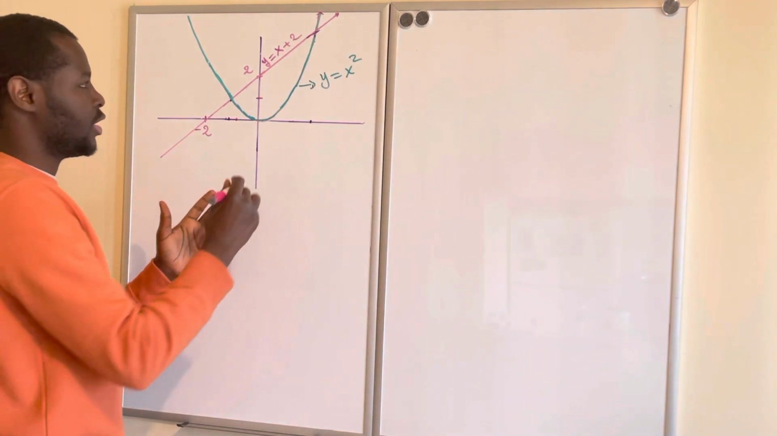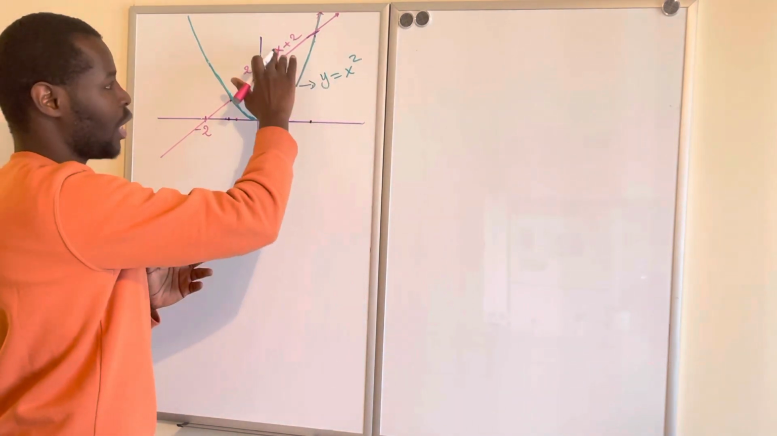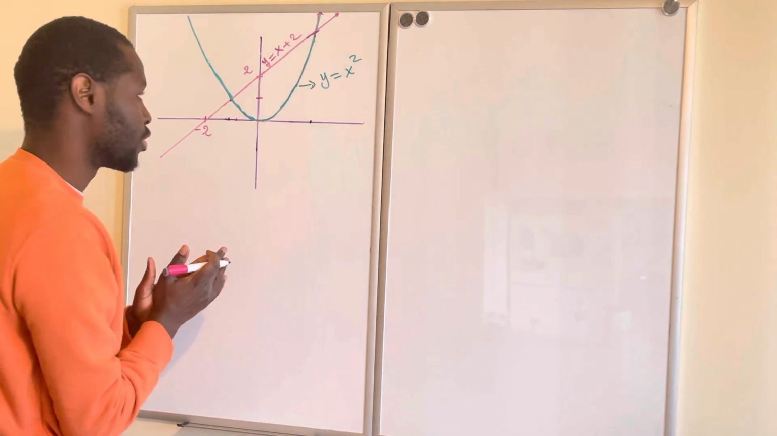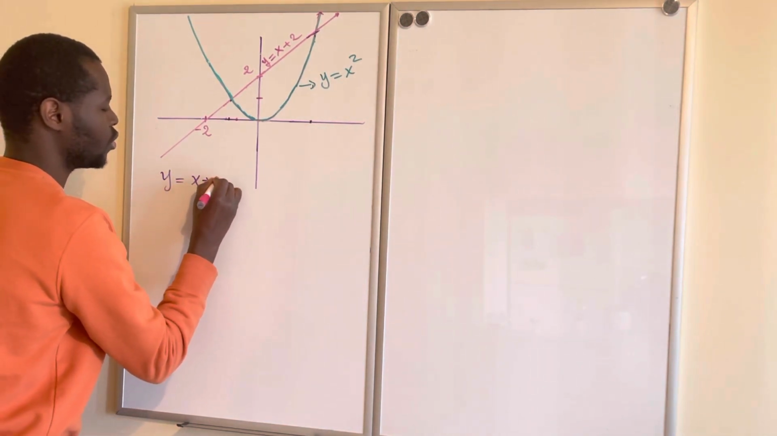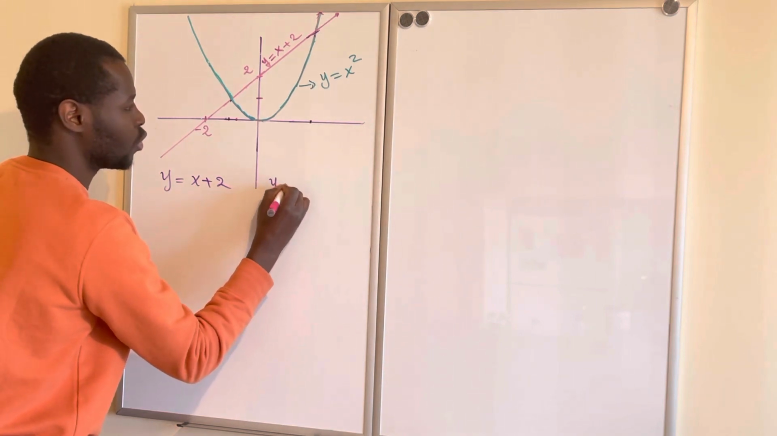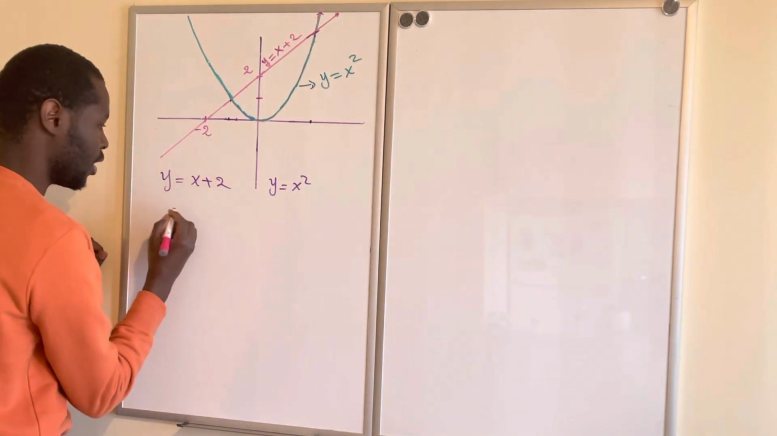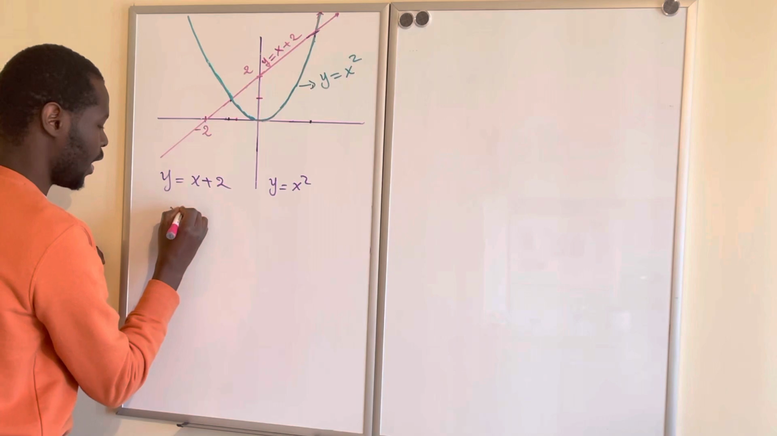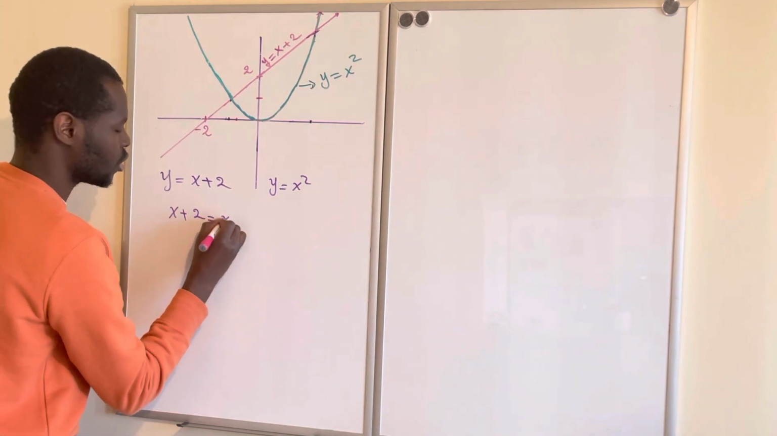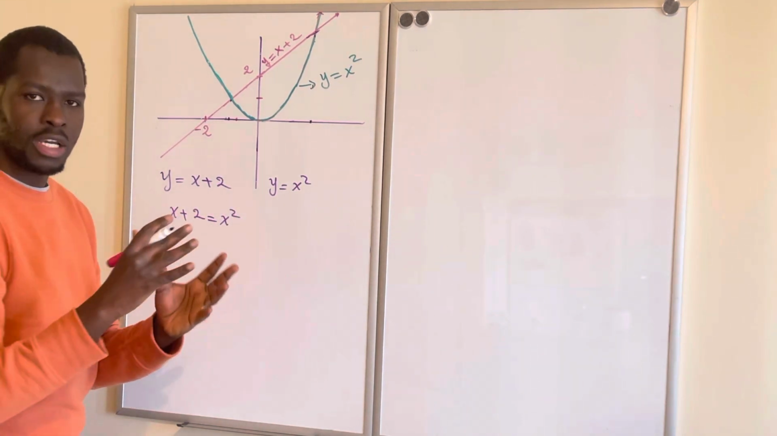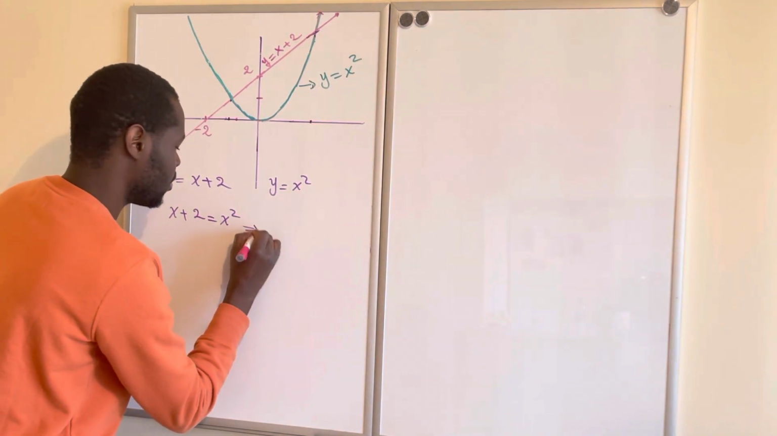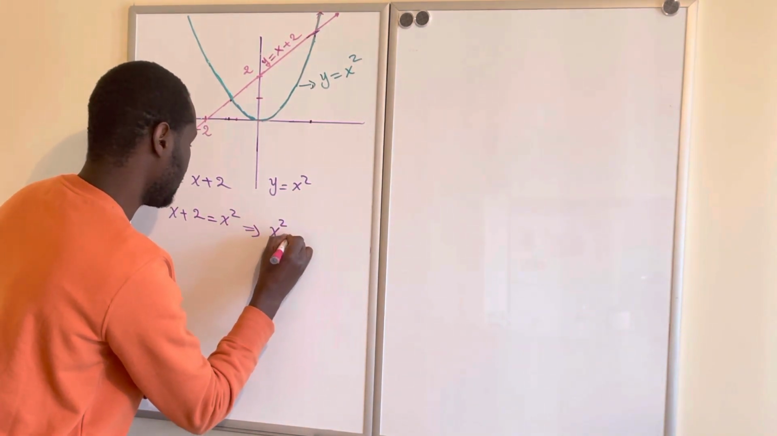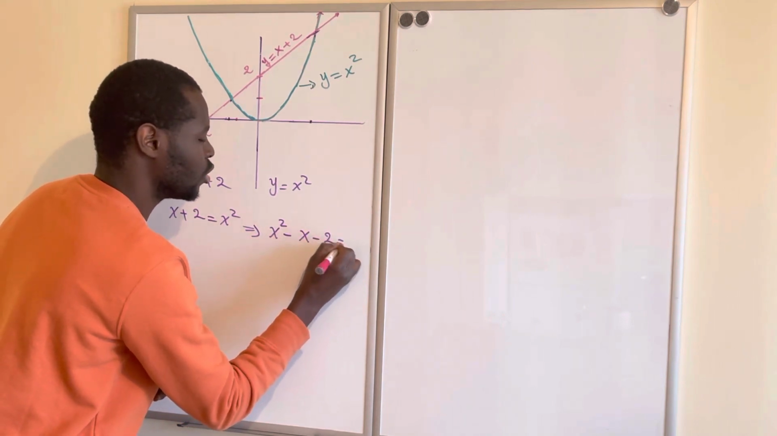In order to find where these two graphs intersect, we have to set them equal to one another. So we have y equals x plus 2 and y equals x squared, and we set them equal. We put x plus 2 equals x squared in order to find the x values of the intersection. We can simplify this: x squared minus x minus 2 equals 0.